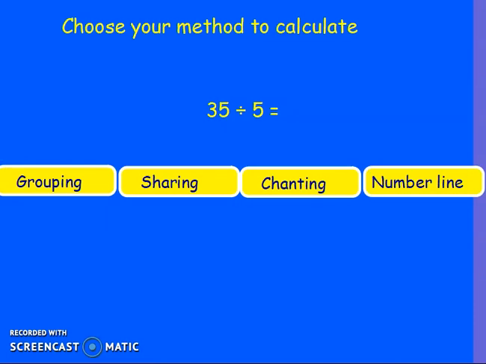Okay, there's another challenge on the board for you to have a go at independently. Write the question in your book, 35 divided by 5 equals. Then pause the video and choose your method: grouping, sharing, chanting or counting, or using a number line. Press play when you're ready to go through your answer.